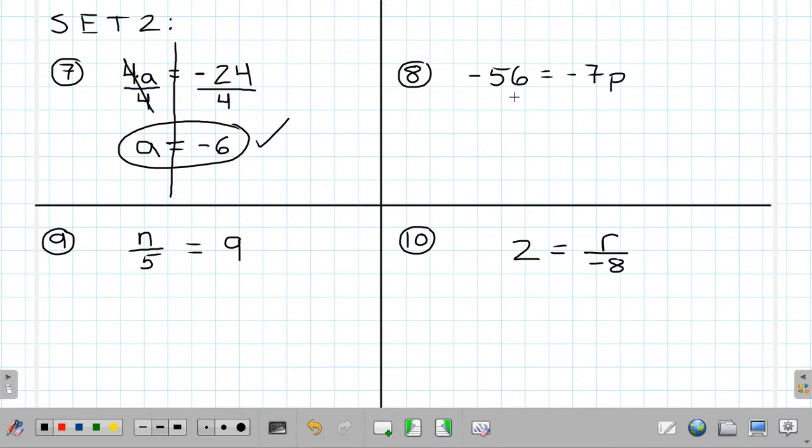Number 8 is exactly the same except for the variables on the right. So we can take the extra step if we wanted to and rewrite it like this, which doesn't change the process at all, just makes one extra step.